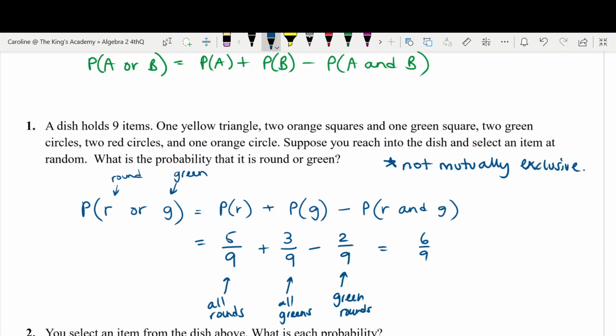So isn't it 6 over 9? What's that, like 0.6? Right, so like 67% if you round it. 6 over 9 is 0.6 repeating in the calculator, so about 67%.